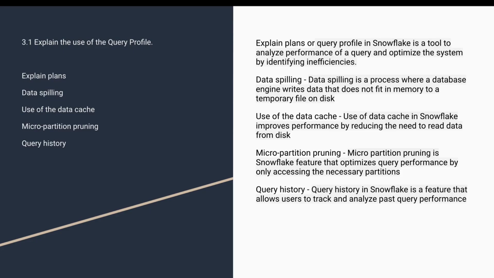The explain plan or the query profile in Snowflake is a tool to analyze the performance of a query and optimize the system by identifying inefficiencies. Basically, the explain plan provides a snapshot of a query, how it is going to be executed, and where the bottlenecks are, and we can use this knowledge to optimize our query.